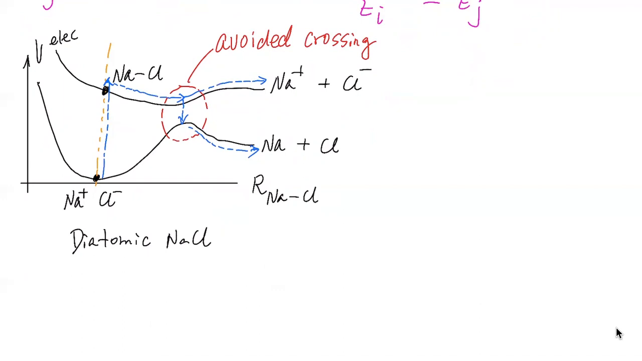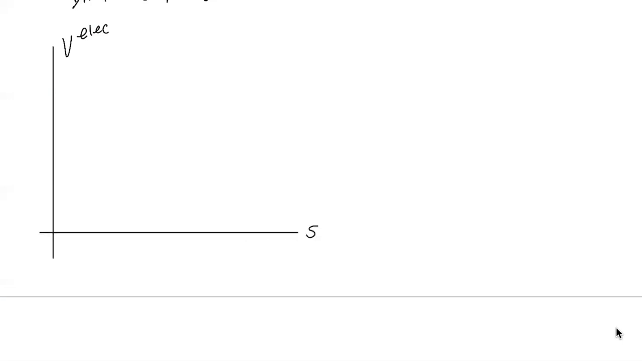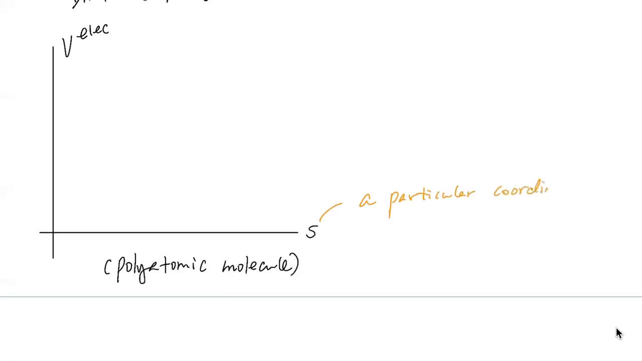In general, for a polyatomic molecule, of course, this function V electronic, or in the case of the Born-Oppenheimer approximation, E electronic, is multidimensional. So we cannot really draw a full potential energy surface, but we can focus on a particular dimension. Say this dimension is S. Let's consider a polyatomic molecule. So this S is just a particular dimension. Imagine you can have this scenario.